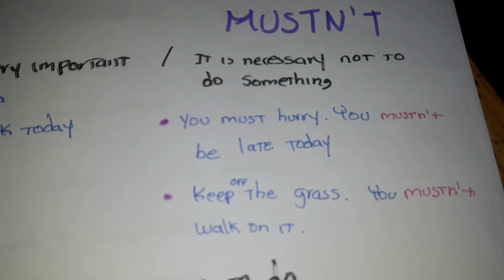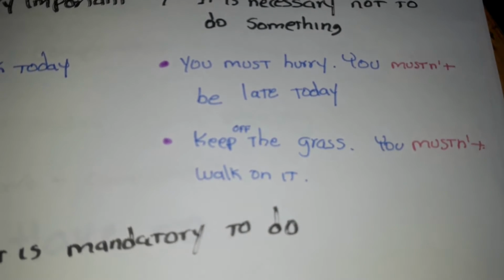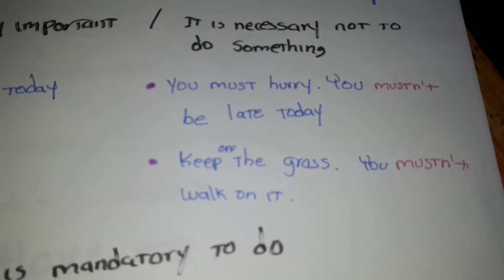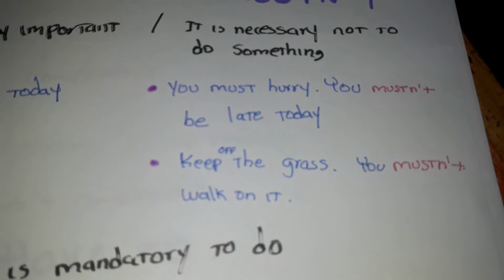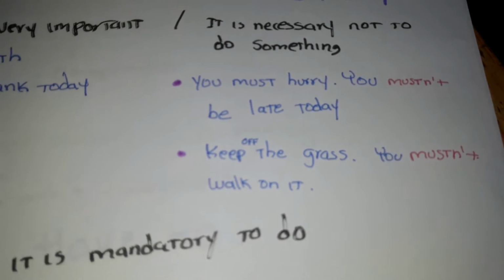Pay attention, this is advice. You must hurry, you mustn't be late today. This is advice. The other example: keep off the grass, you mustn't walk on it. This is an example, it's advice too. Keep off the grass, you mustn't walk on it.